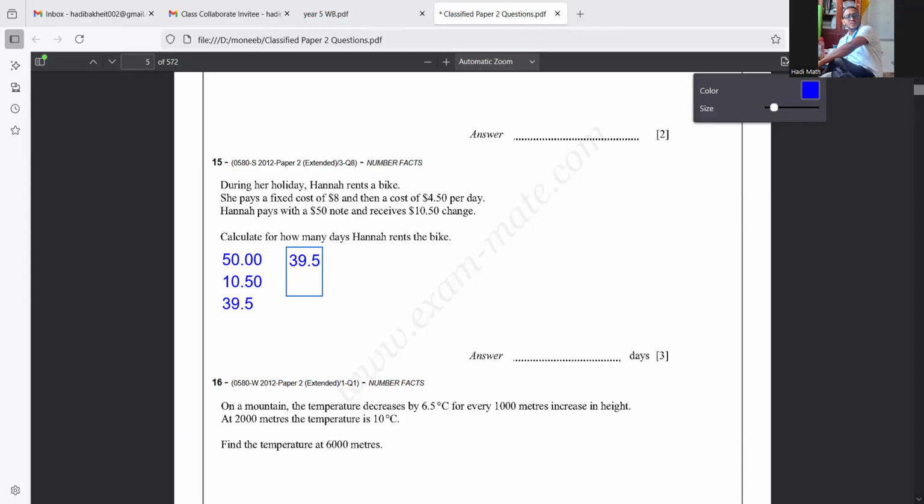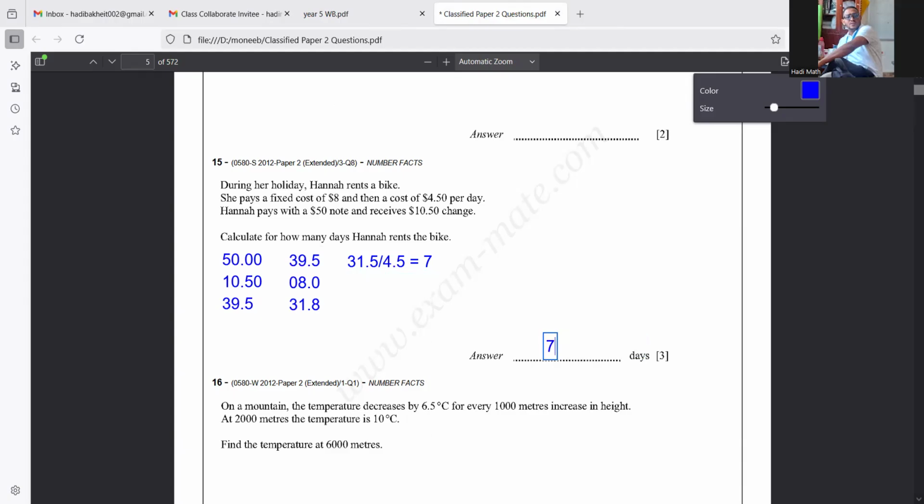So you say 39.5 minus $8. The answer will be 31.5. Then the 31.5, you divide it by the rent per day. Say 31.5 divided by 4.5. And the answer is equal to 7. So she rented for 7 days.